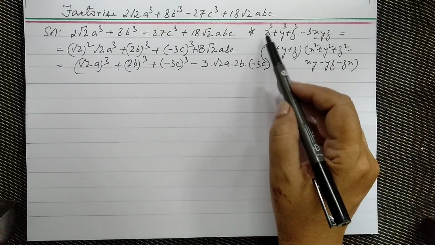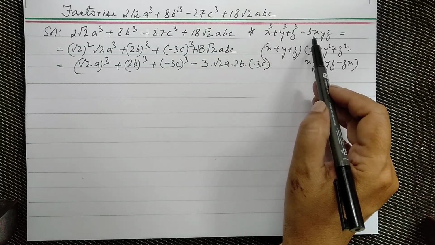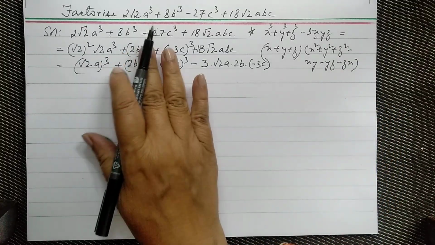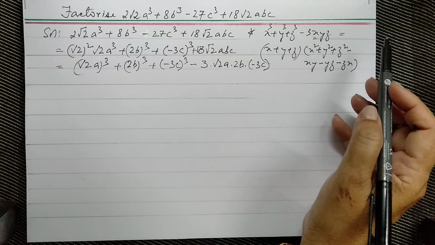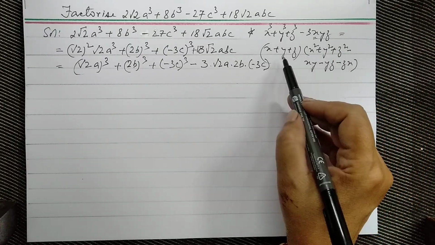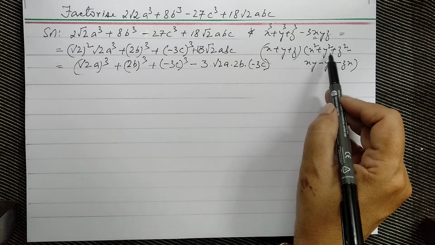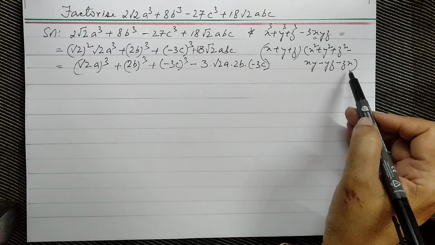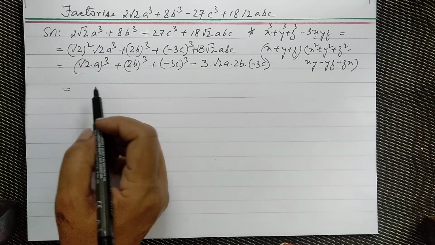So we have obtained our sum of 3 cubes minus 3xyz in terms of this question. Which means this entire thing, if it is correctly oriented, will be equal to x plus y plus z multiplied by x square plus y square plus z square minus xy minus yz minus zx. So how will that be?